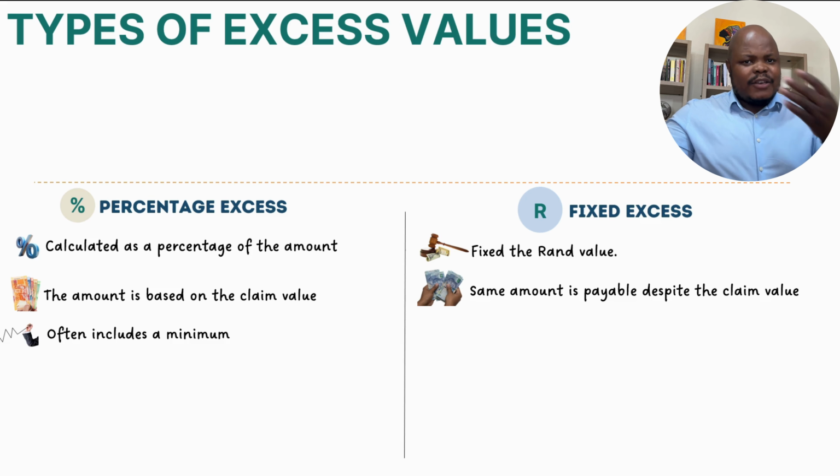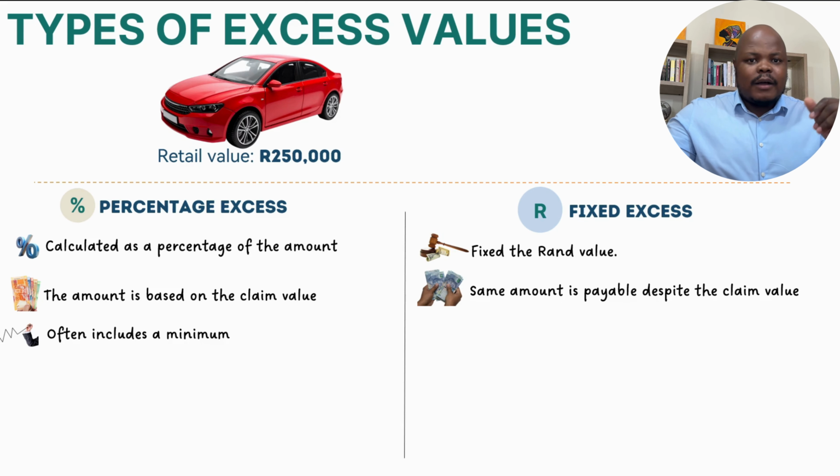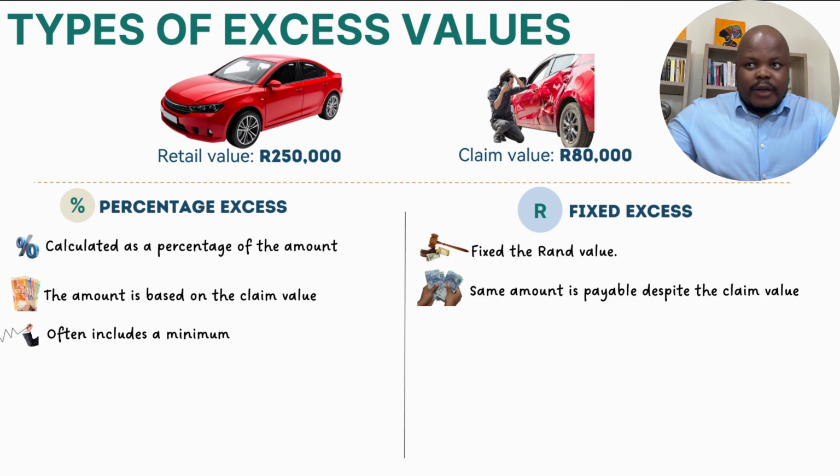Let's take a simple example and get into details to try to understand. Let's say we have an item, such as a car, at a value of 250,000 rand. It happens the car gets into an accident. It's not a total loss, because it's not a write-off. Therefore, your loss won't be 250,000. Instead, let's say maybe it's 80,000 rand as an example.